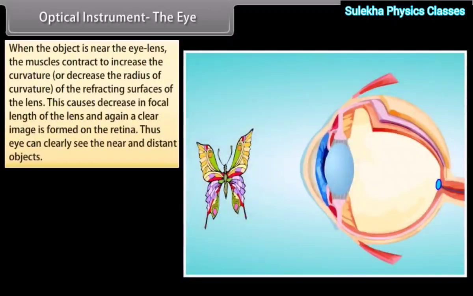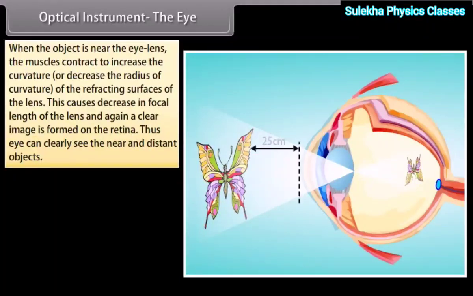When the object is near the eye, the muscles contract to increase the curvature or decrease the radius of curvature of the refracting surfaces of the lens. This causes a decrease in the focal length of the lens and again a clear image is formed on the retina. Thus the eye can clearly see both near and distant objects.